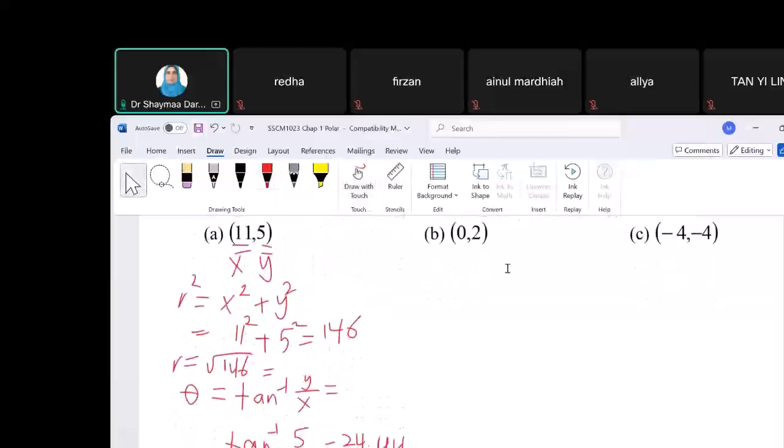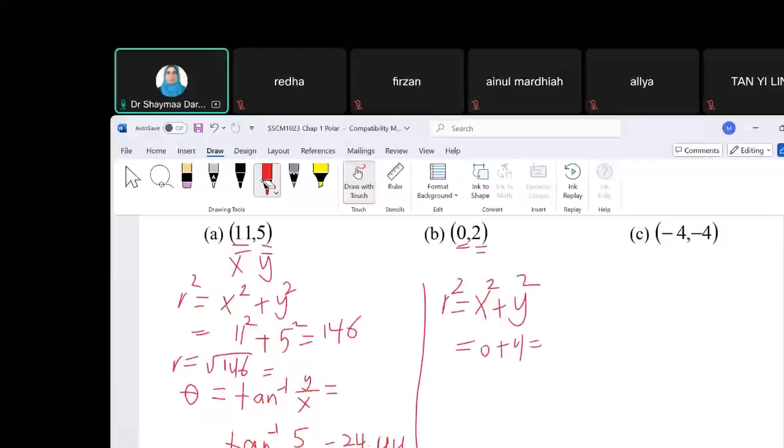Okay, 0 and 2. Now x is 0, y is 2. So r squared equals x squared plus y squared, so 0 plus 4 is 4. r squared is 4, which means that r is 2. The square root of 4 is 2.